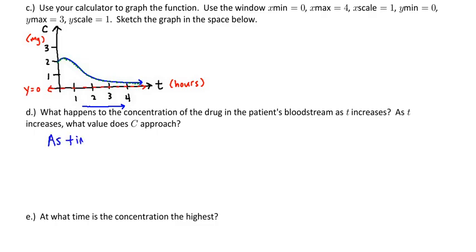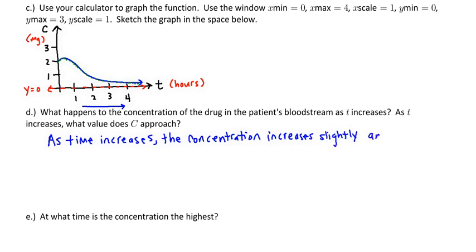As time increases, the concentration increases slightly and then decreases toward zero. So what we understand is that the milligrams increase in the bloodstream very temporarily and briefly, and then as the body metabolizes that medicine, the level in the bloodstream decreases, approaching zero over time.